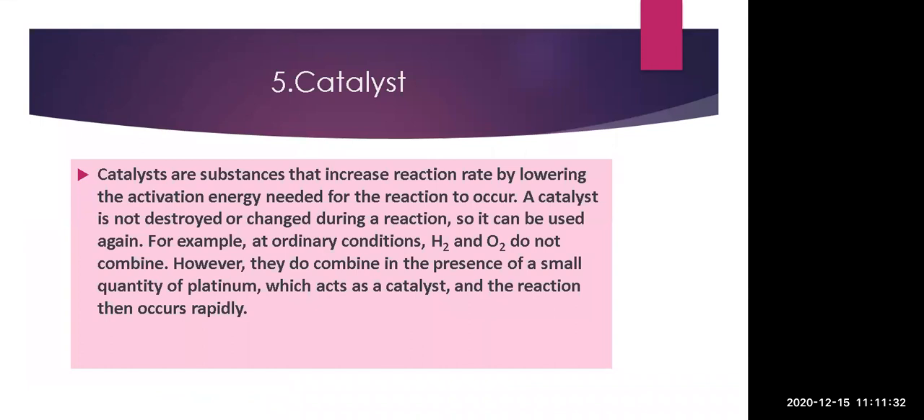Then comes the catalyst. What do you mean by the catalyst? A catalyst is a substance that increases the rate of reaction, but it itself does not undergo any change. It can either increase or decrease the rate of the reaction. In most cases we use the catalyst to increase the rate of reaction so that the reaction gets fast and we get our product fast.